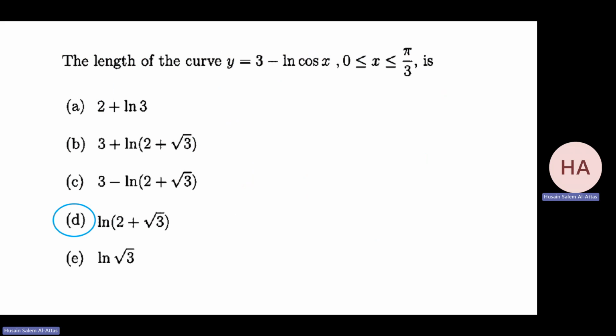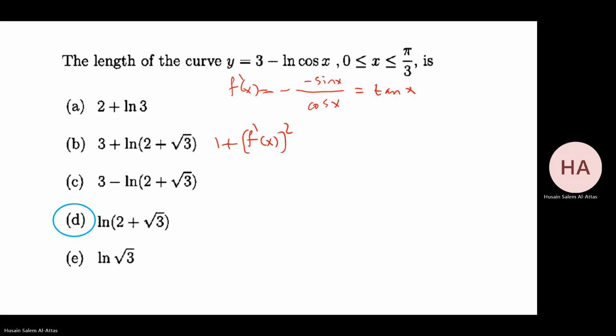We'll finish this one, the length of the curve. So I need f prime. It's just a formula. We are working it like a formula. This will be minus, this is cosine x minus sine x, so it will be tan x. So it will be 1 plus f prime of x, whole square. Let me do it quickly. That will be 1 plus tan square, which is secant square.